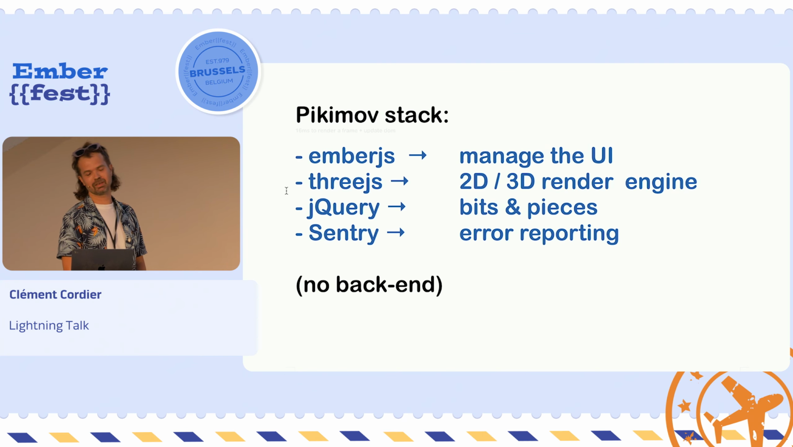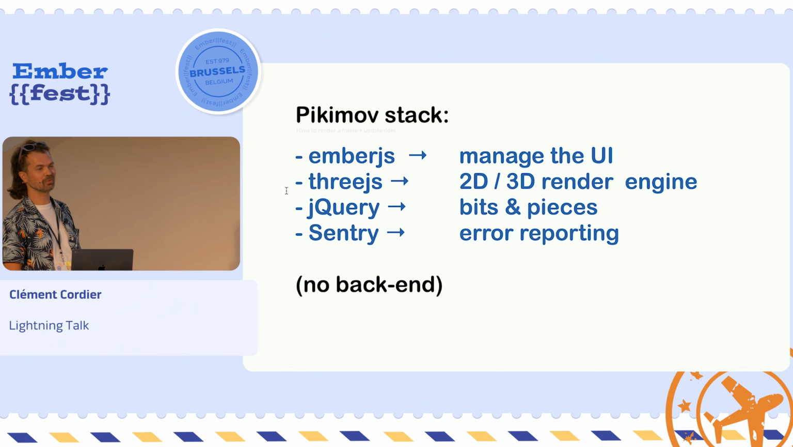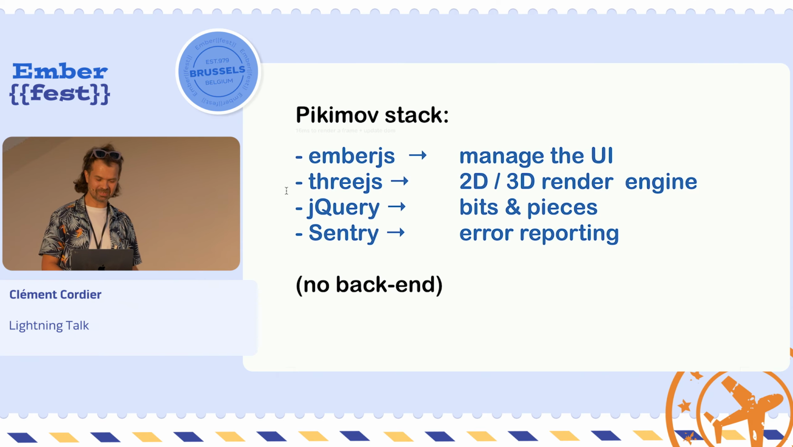So here's the stack. I use Ember.js to manage all the UI elements. I use Three.js to do the rendering on a canvas element. I still use jQuery. I'm not ashamed of it. Sometimes you just need some DOM selector. And I use Sentry for error reporting. That's something new. I really love it. And they just gave me 6 months for free. So I'm happy to mention them here.